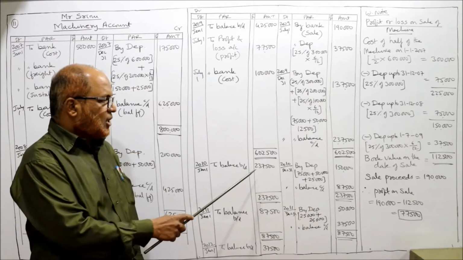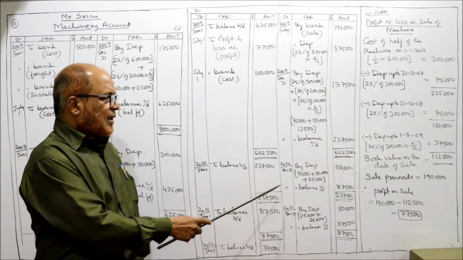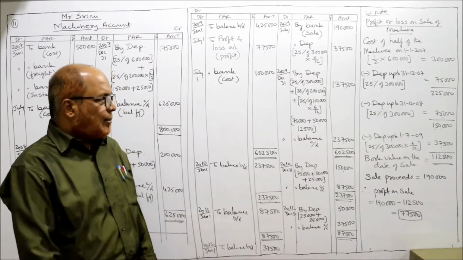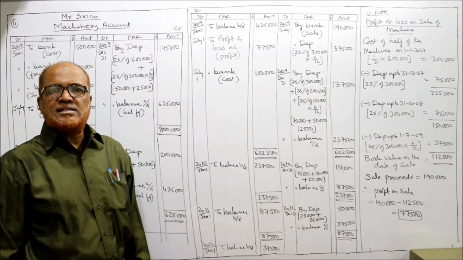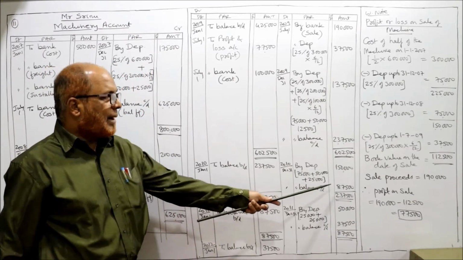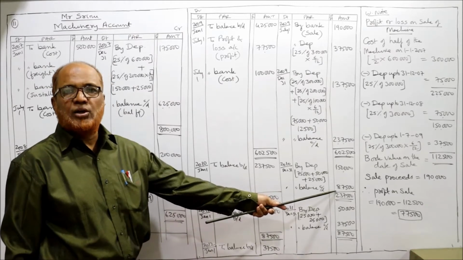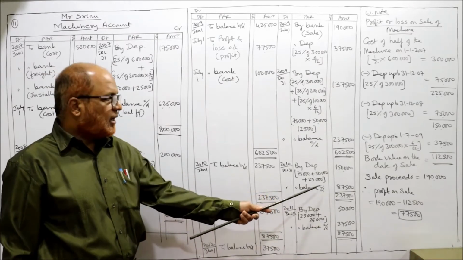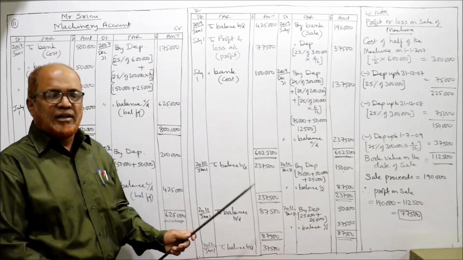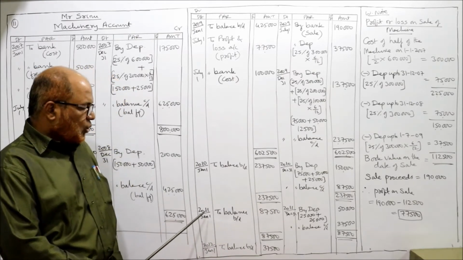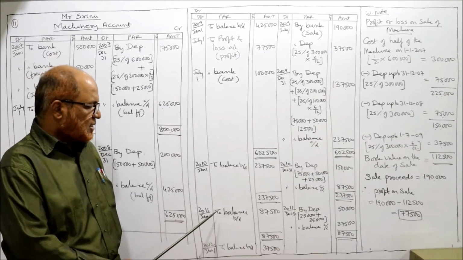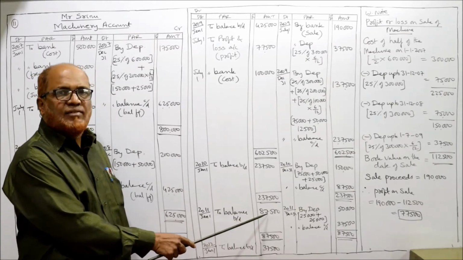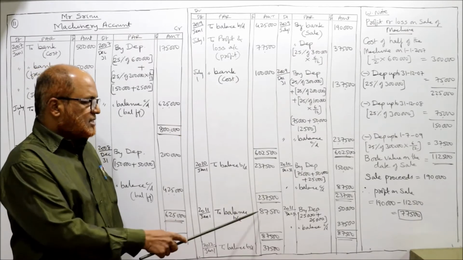So 2,37,500 minus 1,50,000, balancing figure is 87,500. 87,500 is the balance at the end of the fourth year, 2010. Now we'll come to the last year, fifth year. To balance brought down, 2011 January 1st, 87,500. This is the brought down.